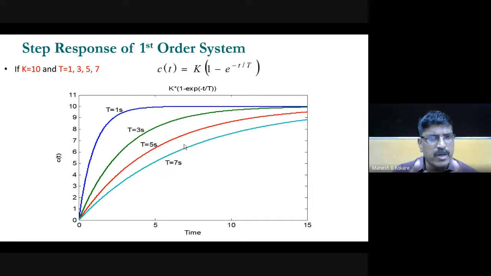So this is the conclusion from this graph. I hope that you have understood. What is the conclusion? If time constant is small, it reaches the desired value, which is 10 here, very quickly. As T goes on increasing, it takes a lot of time to reach the steady state value. When the time constant is large, the system becomes sluggish. And if the time constant is small, the system becomes faster. So this is the conclusion from this graph. I hope that you have understood this one.